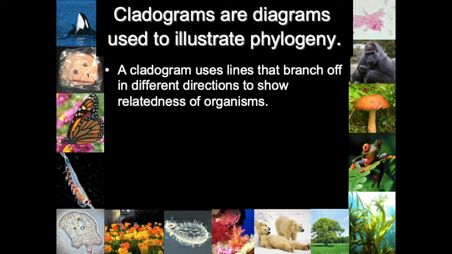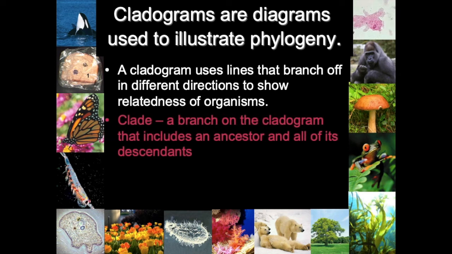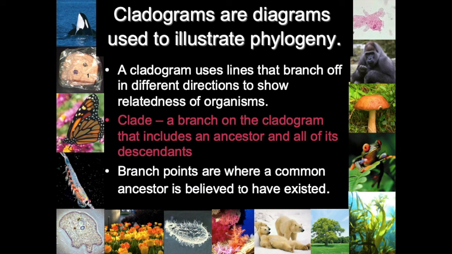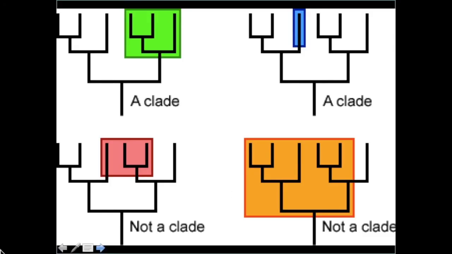When we interpret a cladogram, which unfortunately we won't have time to interpret in much depth this year, we look at where they branch off from one another. Wherever a group branches off, the entire group that branches off is called a clade. It's an ancestor and all of its descendants. The branch points where they branch off is where that common ancestor is believed to have existed in the evolutionary lineage. So if we look at these cladograms, this is a clade in the green box. The common ancestor would be right here, and all of its descendants represented in the cladogram would come off of there.